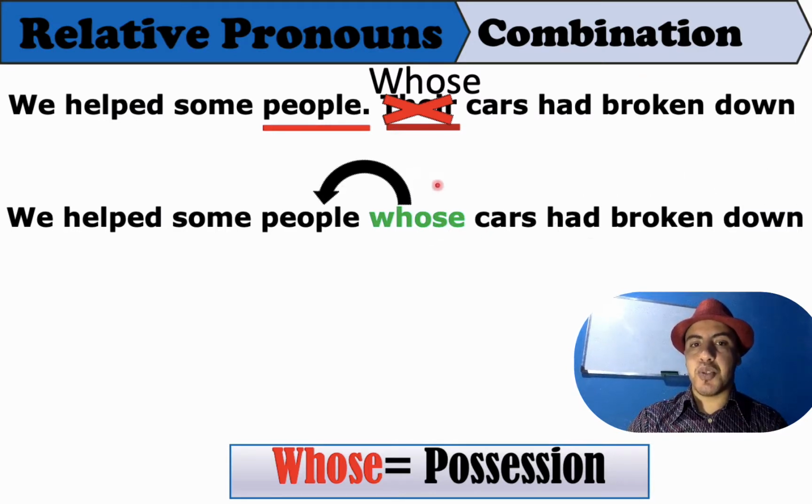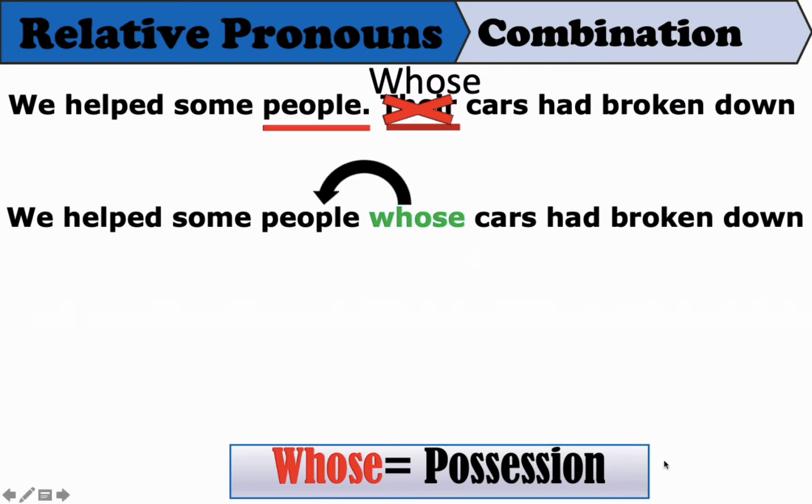So what does whose refer back to? It refers back to people. So here we are talking about possession. Remember this one, okay? Possession. We have some people whose cars had broken down. Okay, now let's move to another example.